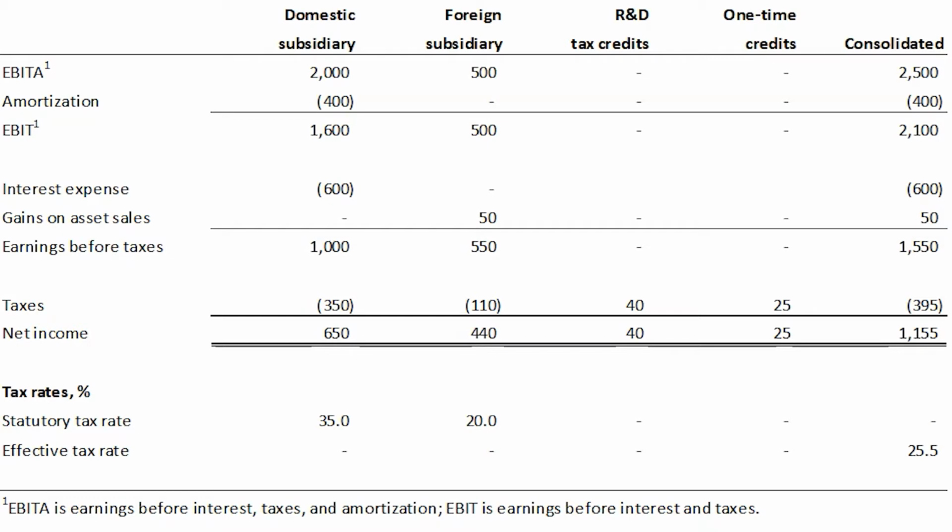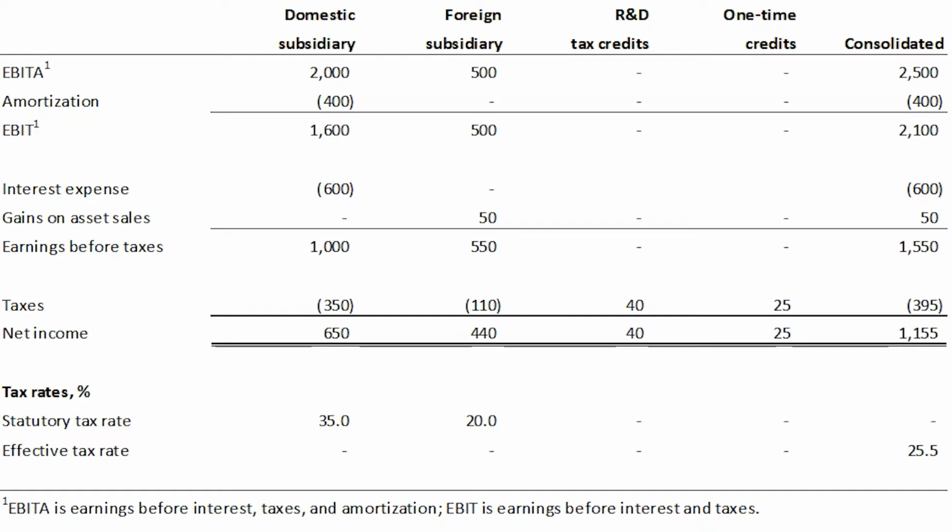EBIT in the domestic subsidiary is 1.6 billion. Foreign subsidiary, it's not adjusted for amortization, so EBITDA and EBIT are the same. Then we've got interest expense in the domestic subsidiary, 600 million. Again, it looks like this firm only has debt held in the domestic subsidiary's name, and the foreign subsidiary does not have any debt. So only the domestic subsidiary is paying interest, right? And we'll talk about why that is.